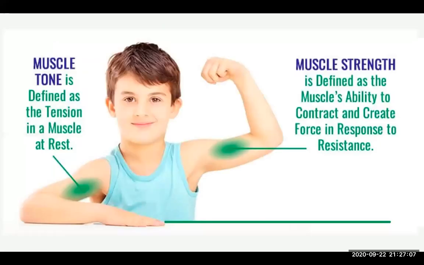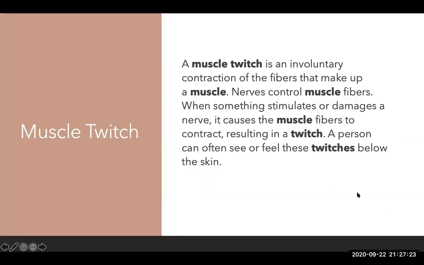And this is just a good example of describing muscle strength versus muscle tone. Muscle strength is defined as the muscle's ability to contract and create force in response to resistance. And muscle tone is defined as the tension in a muscle at rest. So now we get to muscle twitch, and these slides are just another general review of what we talked about, but maybe a different way of explaining it.